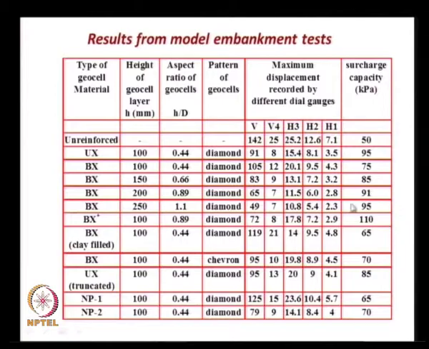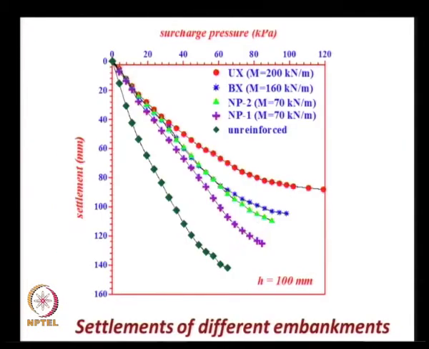These are all the results from different analyses, and we see that the surcharge capacity not only depends on the type of the geogrid that was used, but also on the aperture opening sizes, and then the size of the geocell mattress openings. And these are all the results that we have.